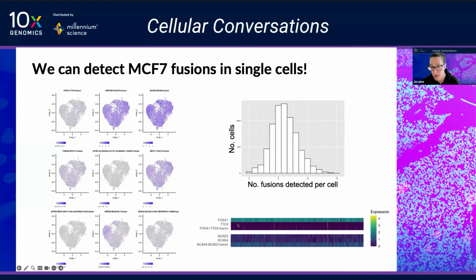And when we looked at some examples down here, this is just a heat map showing the cells here on the X and a couple of the fusion genes here on the Y. The BCAS3-4 fusion is a classic one in MCF7 cells where the expression of the fusion is higher than each of the wild type genes, and you can sort of see that here.